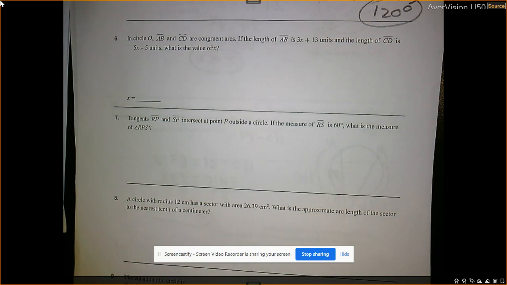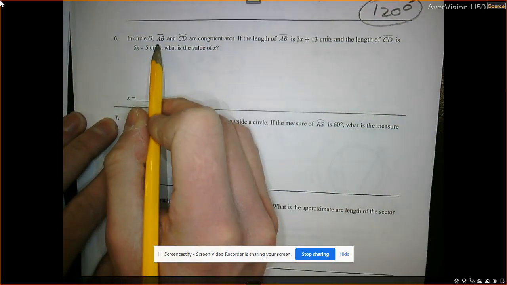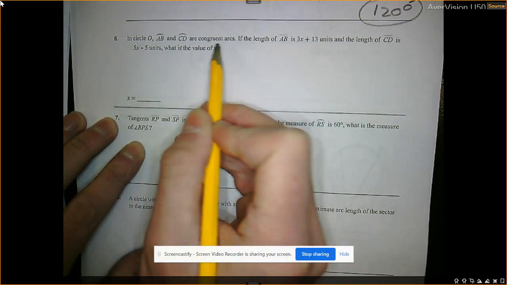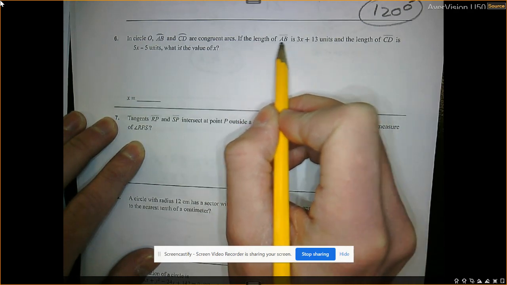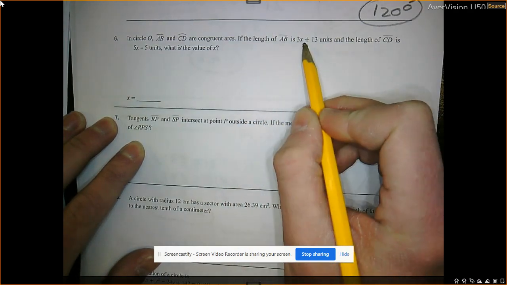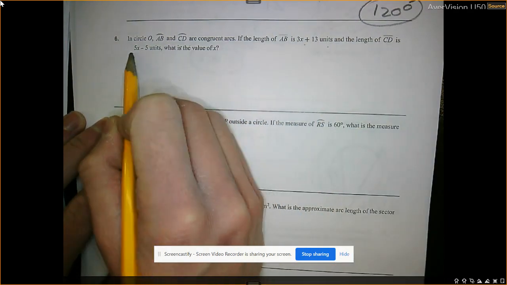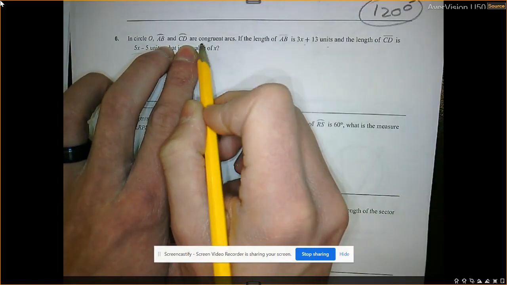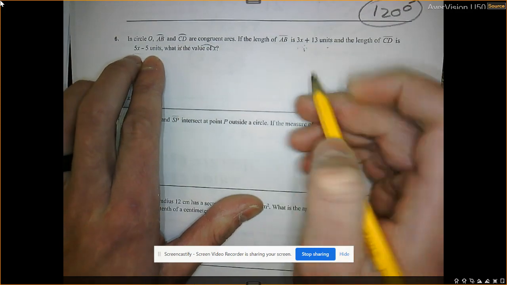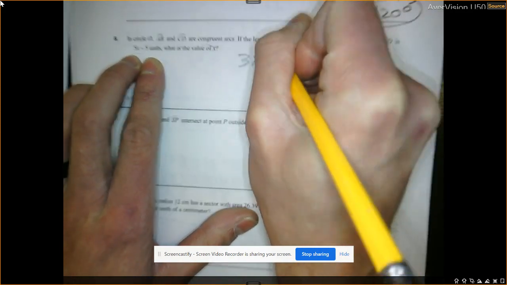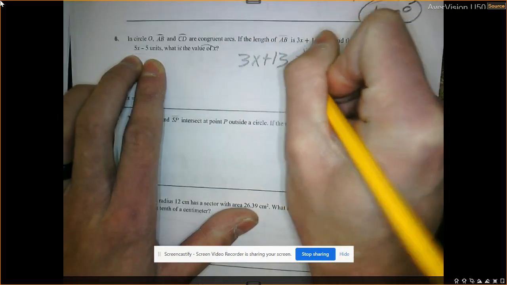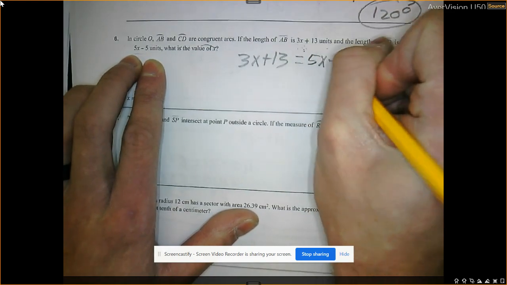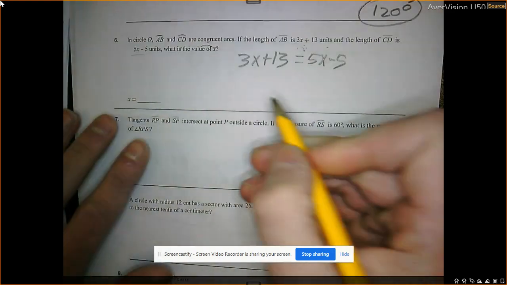Number 6, we have arc AB and CD are congruent arcs, and then they're talking about if the length of AB, this is now a chord, is 3x plus 13, and the length of CD is 5x minus 5, what is the value of x? Well, congruent arcs are created by congruent chords, so these have to be congruent, meaning we set them equal to each other. 3x plus 13 equals 5x minus 5. Figure out how to solve for x.